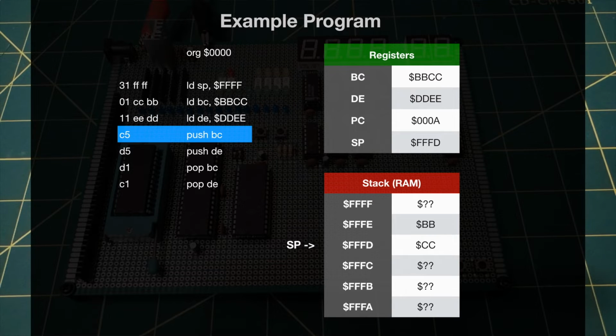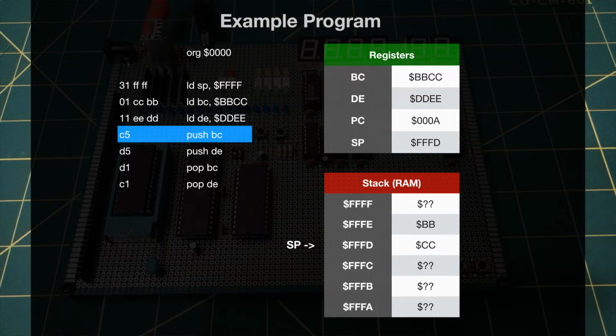Now the next instruction is push BC. So the registers BC and DE are still the same. The program counter incremented by 1 this time. But the stack pointer decreased by 2. The reason it decreased by 2 is because we pushed a 16-bit number, and 16 bits fits into 2 bytes.